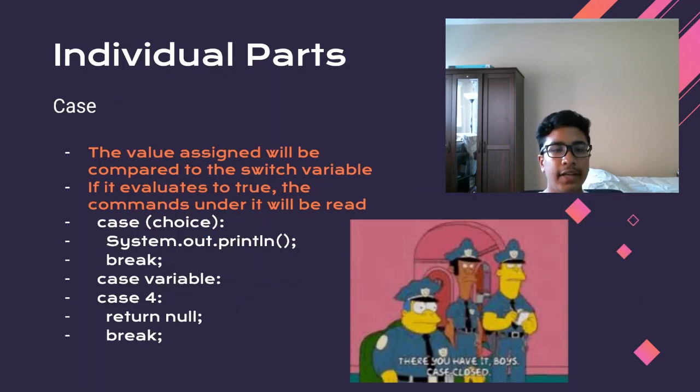Case. Case is where we switch the variable and evaluate it. If it evaluates to true, the rest of the code under it will run. So, if choice is equal to the value that we want, system.out.println will occur. And with the break, the rest of the code won't happen.